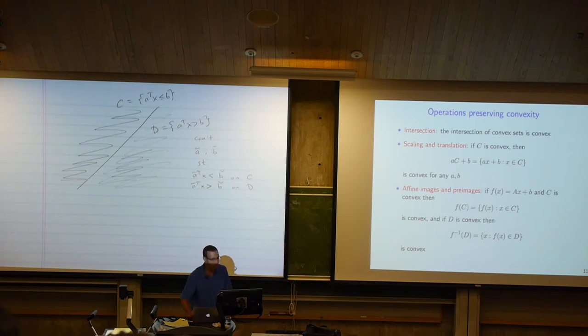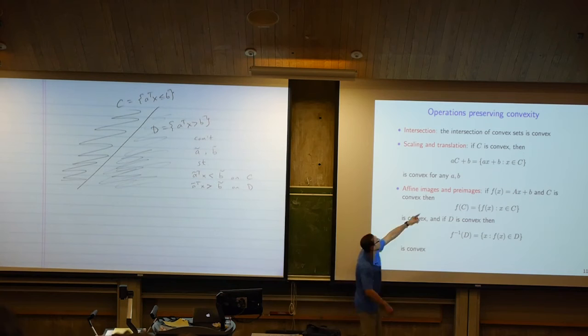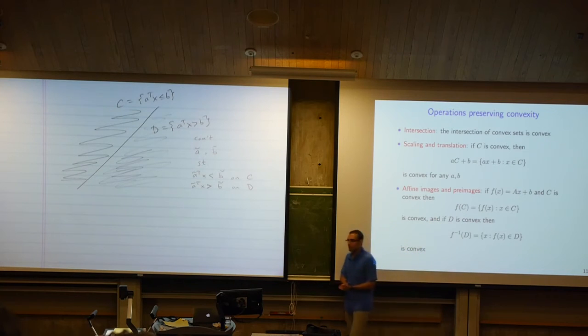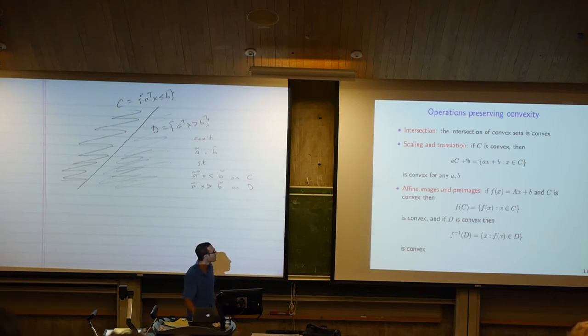So the intersection of any two convex sets is convex. If I take a convex set and I scale it and/or translate it, which means I multiply the set by a number a and I add a vector b to it. By aC plus b, I mean the set of all ax plus b where x is in the set C. This is called a scaling. This is called a translation of the set. That's still convex when C is convex.